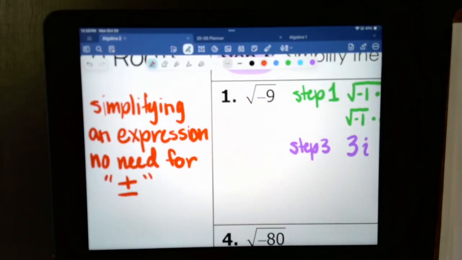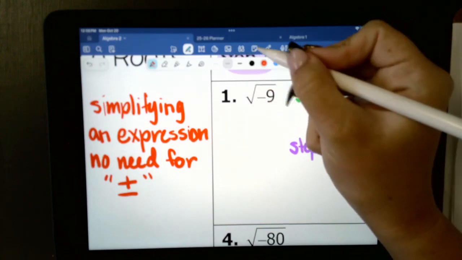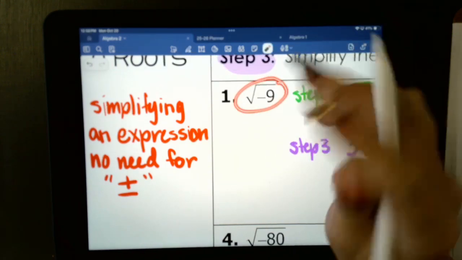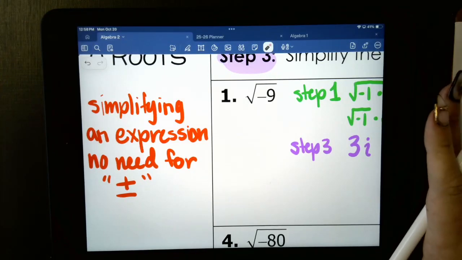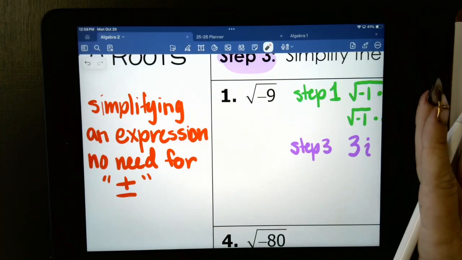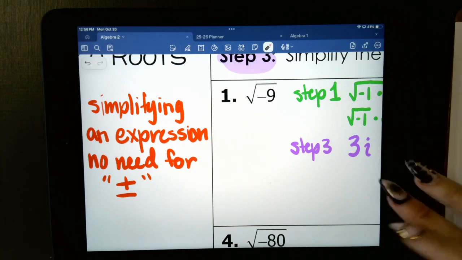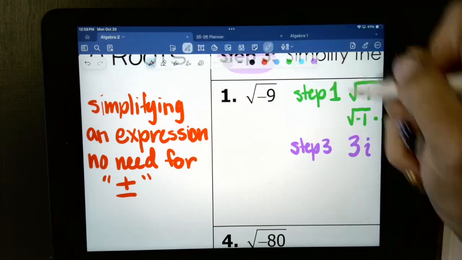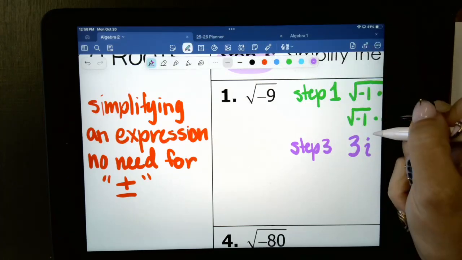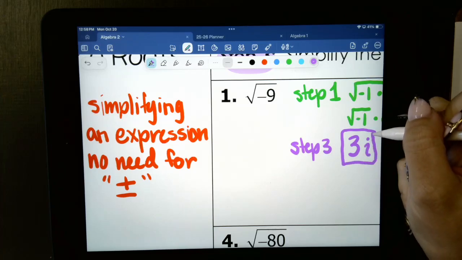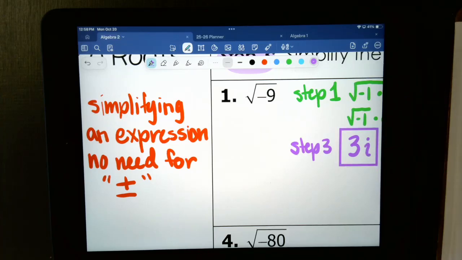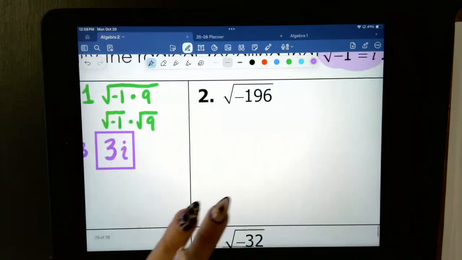So, when we're simplifying an expression, which this is an expression, there's no need for the plus or minus. So 3i is the answer. So 3i is our answer. Okay. Does everybody have that? Can I move on to 2? Yes, ma'am. Okay. Now, moving along.